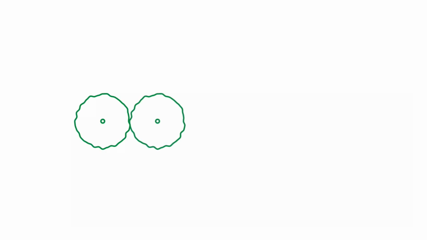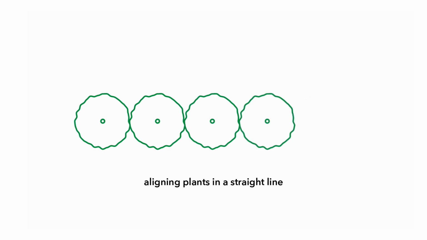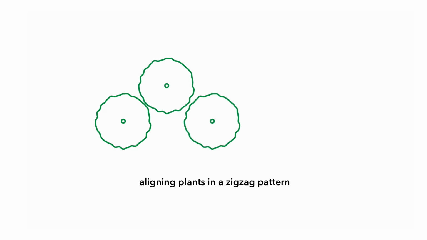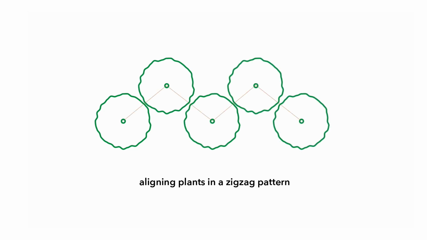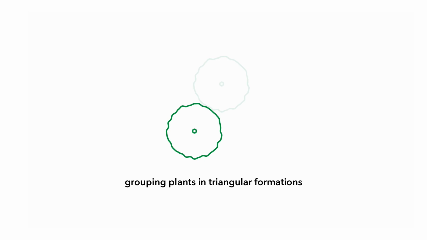The formal style typically features three common patterns. The first is aligning plants in a straight line for a clean, structured look. The second is arranging plants in a zigzag pattern, keeping them closely spaced for a cohesive design. And the third is grouping plants in triangular formations to create a balanced and polished appearance.